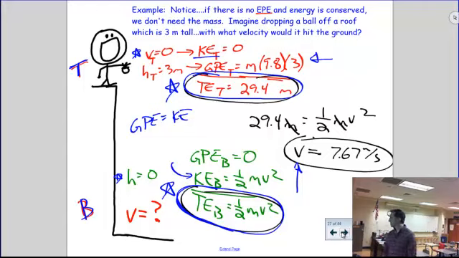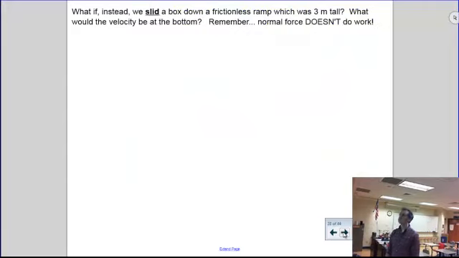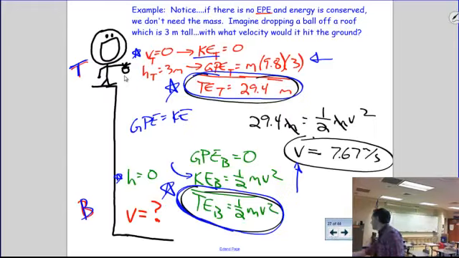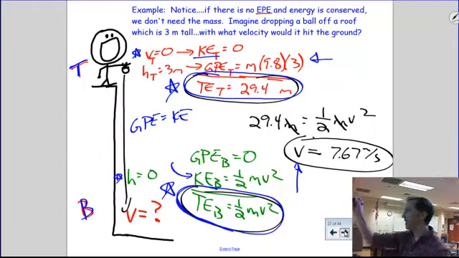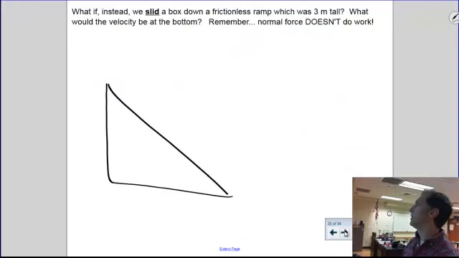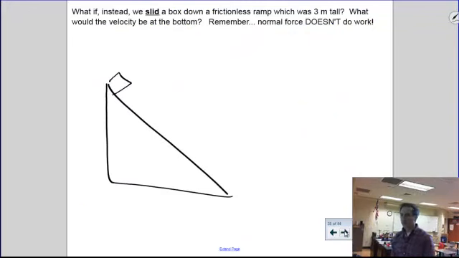I think we got one last example here with elastic potential. Oh, no, I got ahead of myself. One other example here before we get to our elastic potential energy. What if instead of dropping that ball, we slid it down a frictionless ramp? In that last example, we just dropped a ball off of a cliff and it fell 3 meters. What if instead we had a ramp that was 3 meters tall, and we slid the box down it?